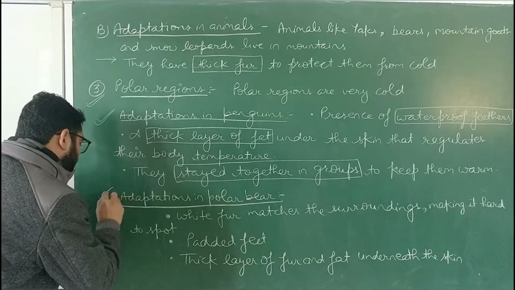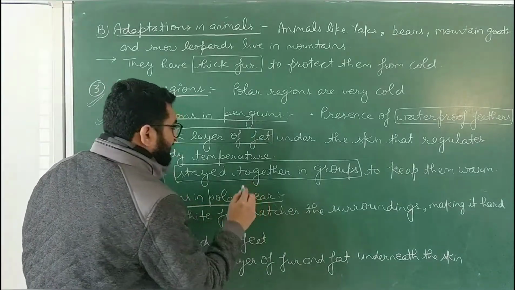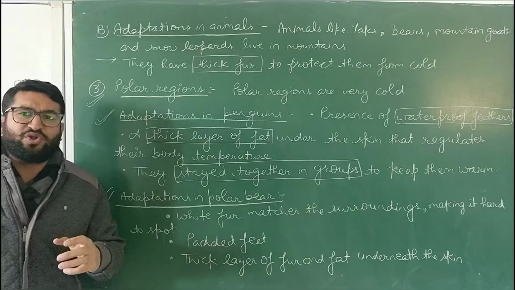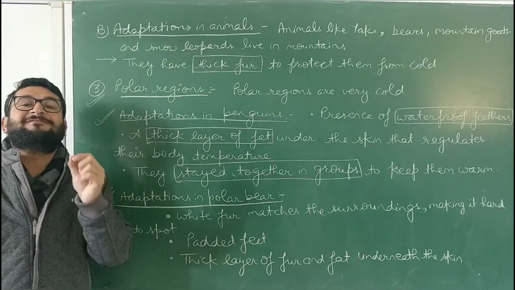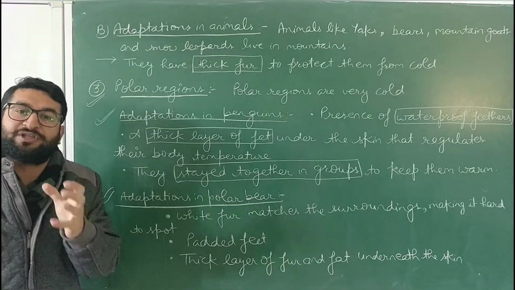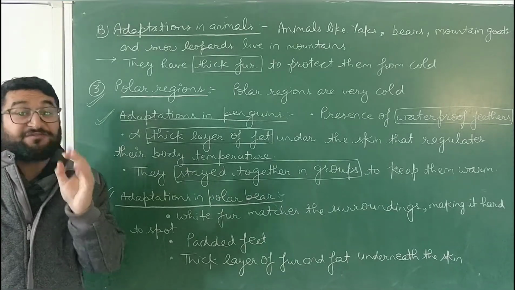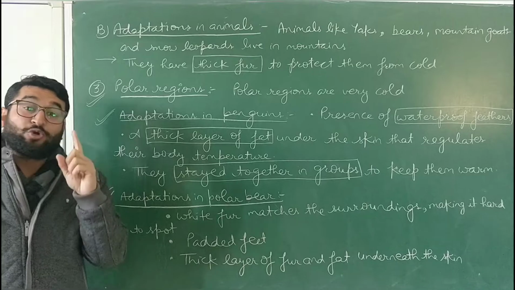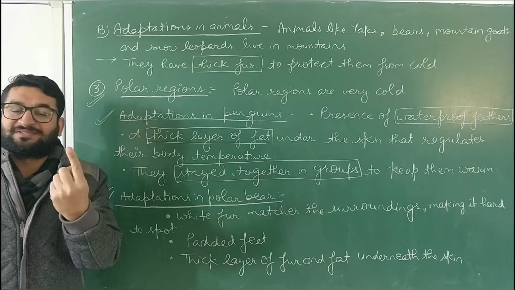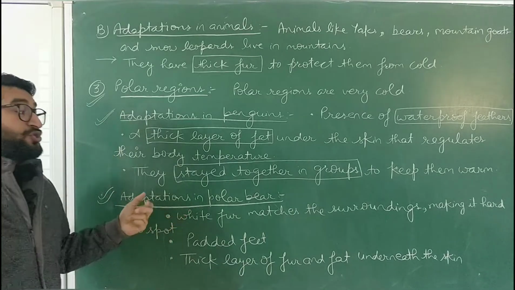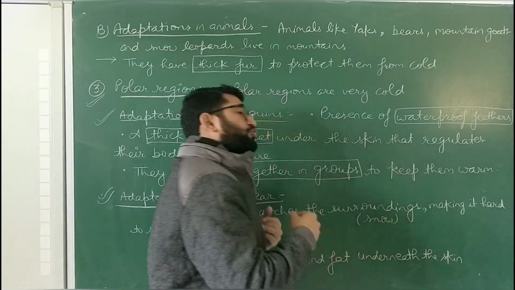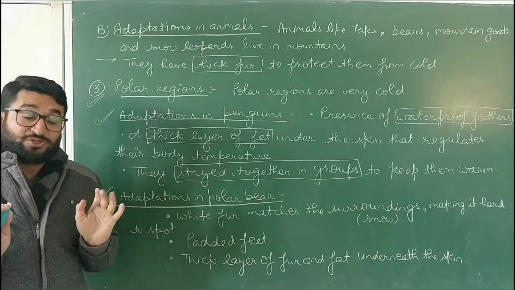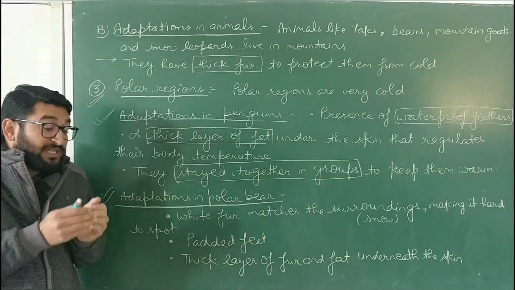Next is adaptations in the polar bear. You must have seen the polar bears on the Discovery Channel or in the videos on the cartoons. Polar bear has a white fur over its body. That white fur helps that polar bear to match with the surroundings. The surroundings means the snow. The surroundings of the polar bear is snow all around. So its white fur matches with that snow.